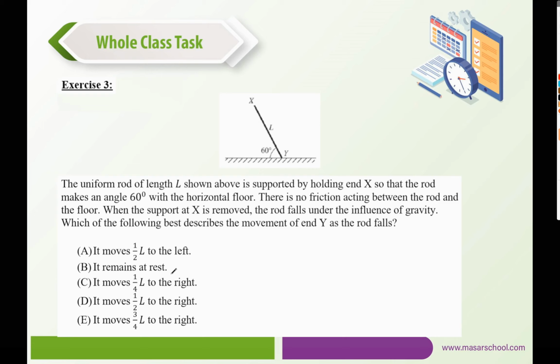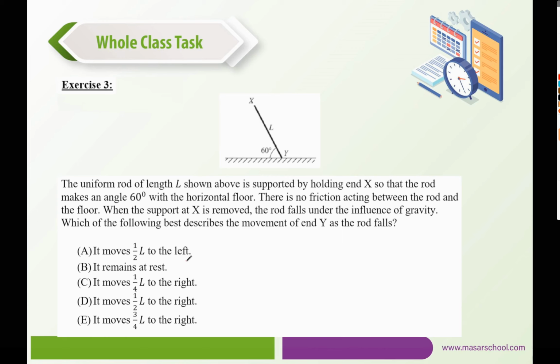Now exercise 3. The uniform rod of length L shown above is supported by holding an end X so that the rod makes an angle of 60 degrees with the horizontal floor. There is no friction acting between the rod and the floor. When the support at X is removed, the rod falls under the influence of gravity. Which of the following best describes the movement of end Y as the rod falls?